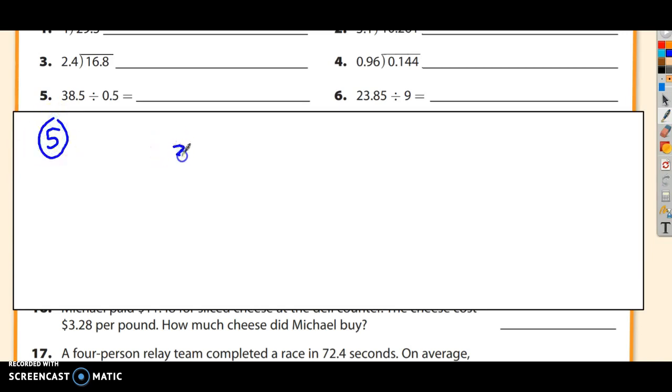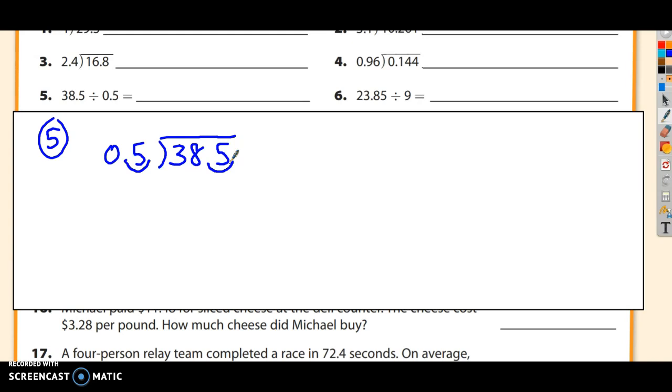Number 5 is 38 and 5 tenths divided by 0 and 5 tenths. And this one's going to be really easy because we are simply going to multiply 5 tenths by 10 to make it a whole number. And we have to do to the dividend what we did to the divisor to match it. So I'm going to move that decimal 1 place to the right. And then I'm just going to divide.